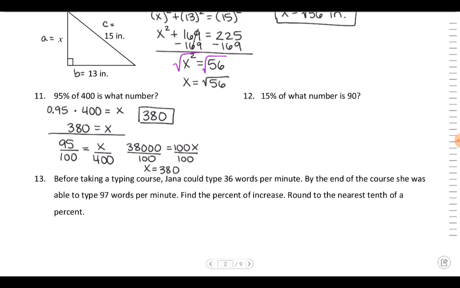So either one is good. This is either solving by translating or doing a proportion. We have to translate to do the proportion also. So it's your choice, whichever way you like.